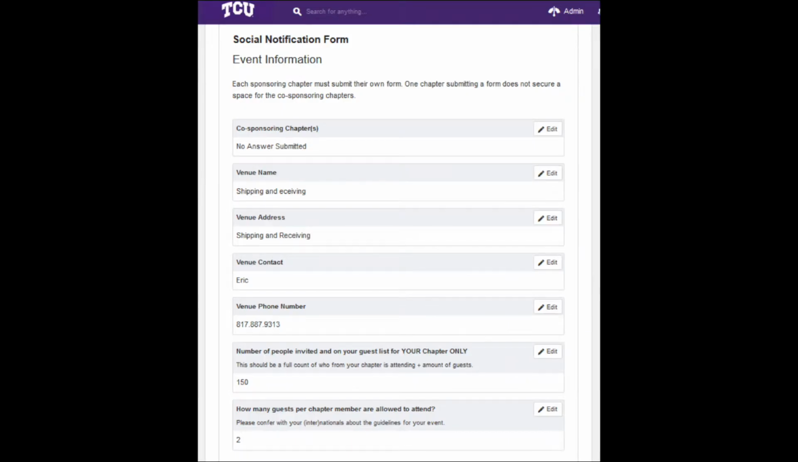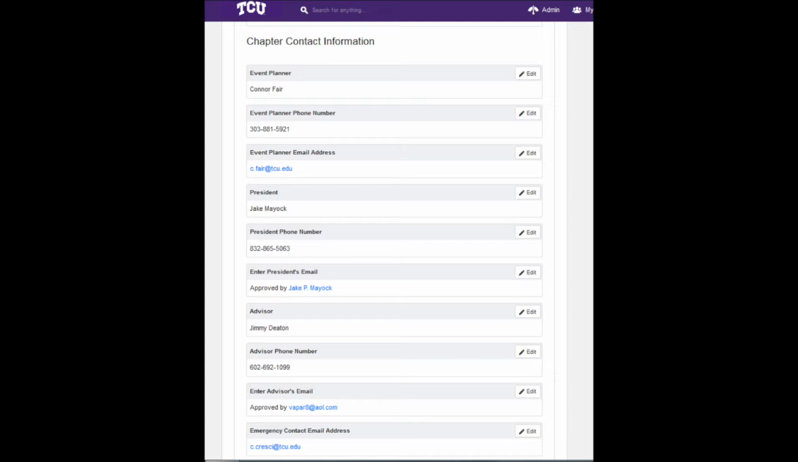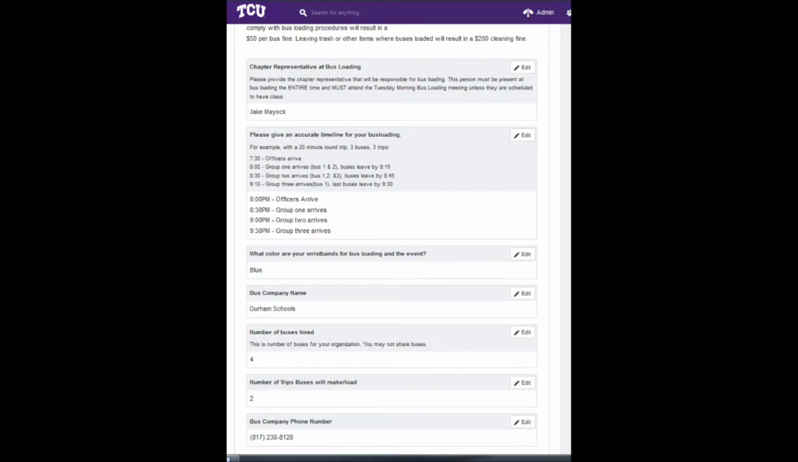In this case, we have created a form for organizations to use to give us detailed information about their social events. We use this form to keep data of when and where the event will be held, how many students will be going, and who are the students in charge. Since the students leave from TCU to the event venue, we also ask at what exact times each group will leave and what buses they are taking.